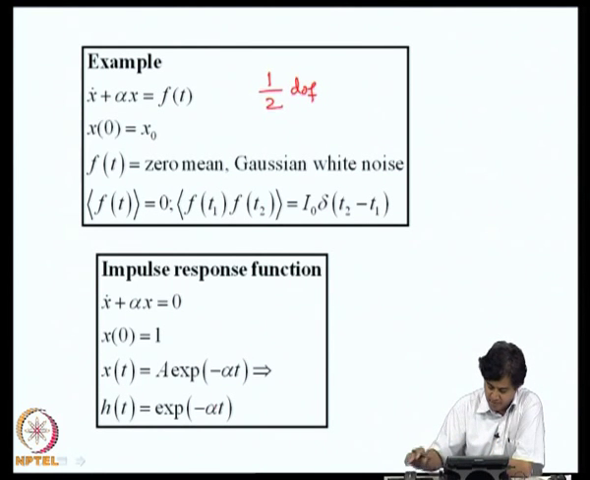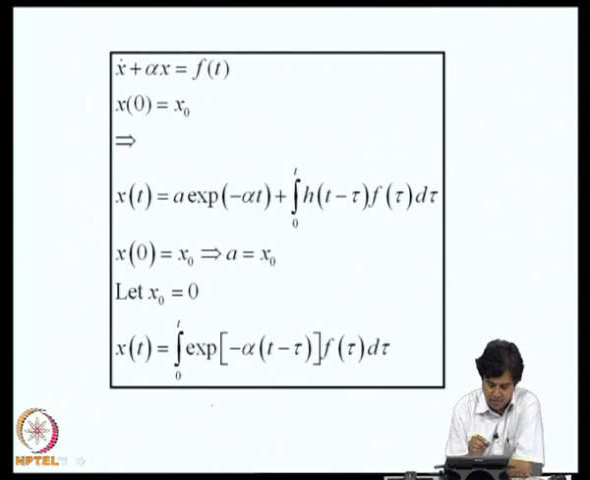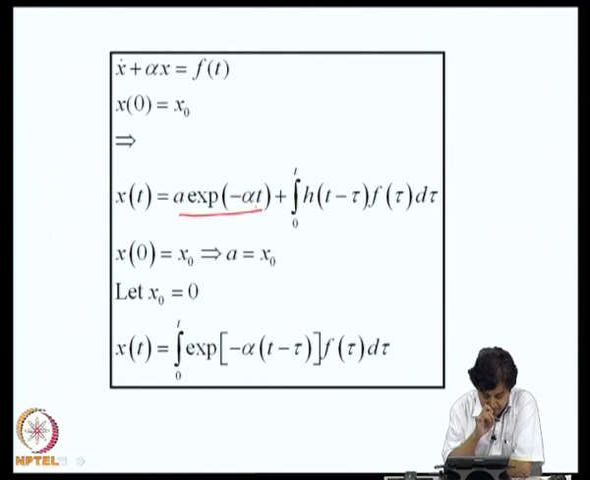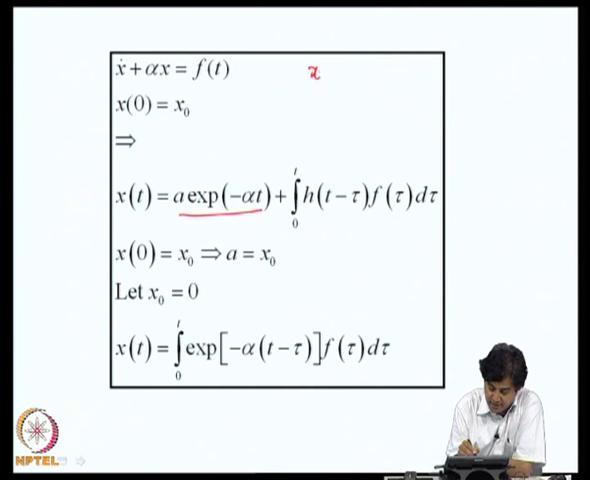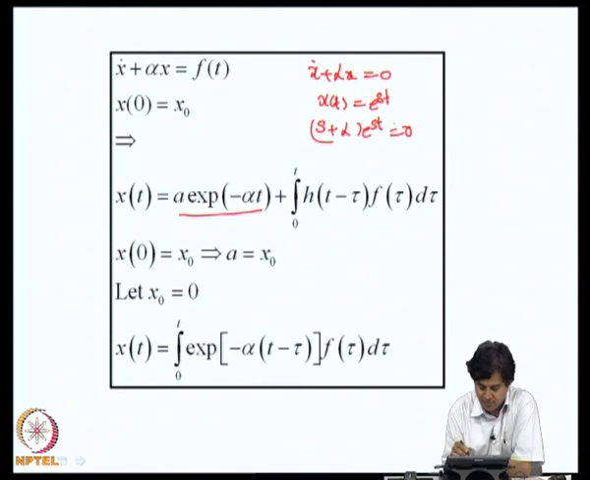Now, therefore, x of t would be the complementary function. To construct the complementary function, I take x dot plus alpha x equal to 0 and take x of t as some e raised to st, and substitute here. I get (s plus alpha) into e raised to st equal to 0. Therefore, s equal to minus alpha, and the complementary function is A exponential minus alpha t.